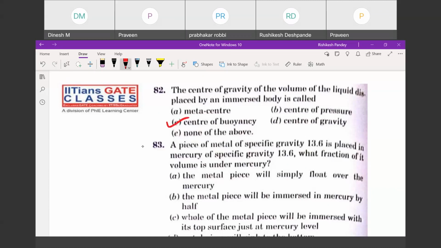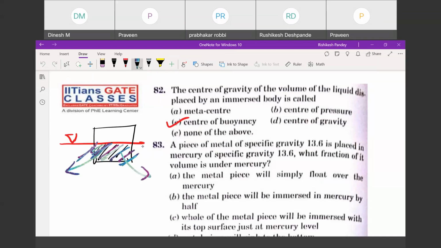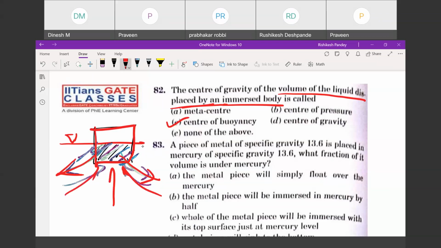I've told you that if this is your free surface and some body is submerged like this, initially some fluid would have been present here, but now because of this solid body, the liquid is displaced. The amount of liquid which has been displaced here, that only will create the buoyancy force. So that's why it is written here clearly: the volume of liquid which is displaced by this immersed body, and that only is creating a buoyancy force in the upward direction. So, center of buoyancy.